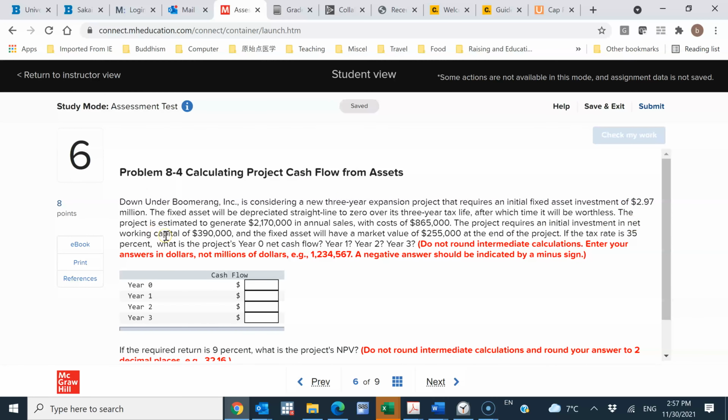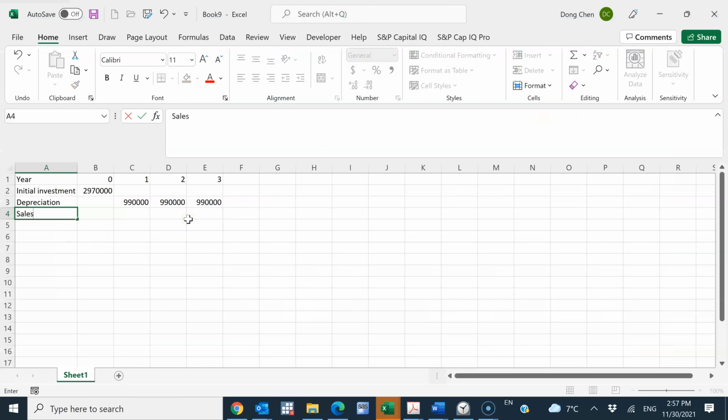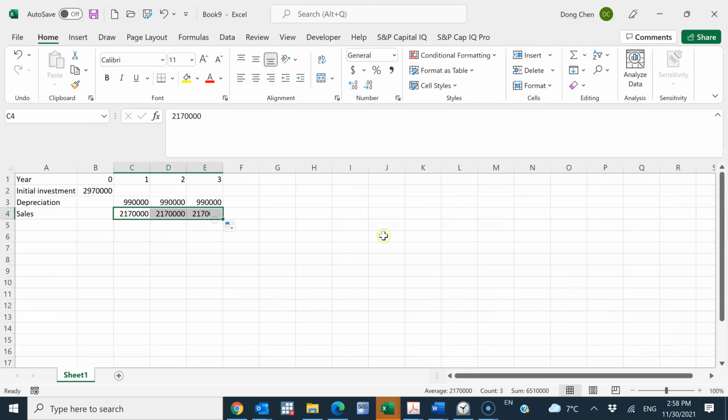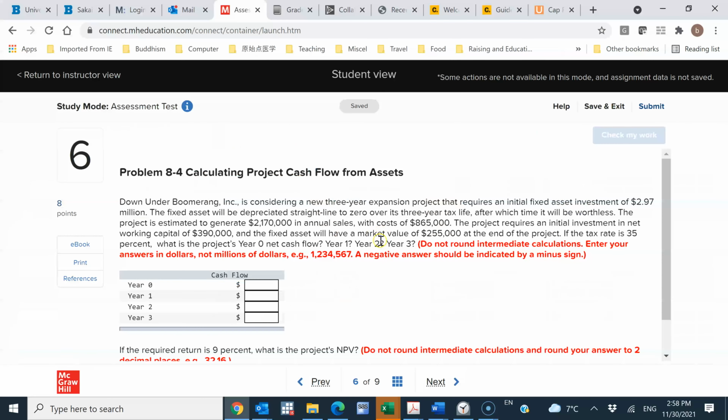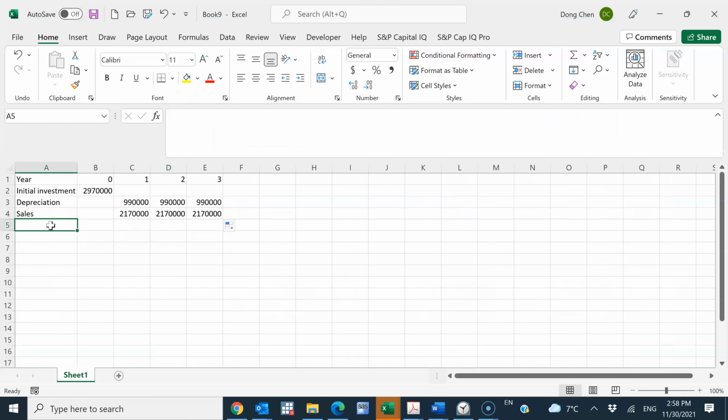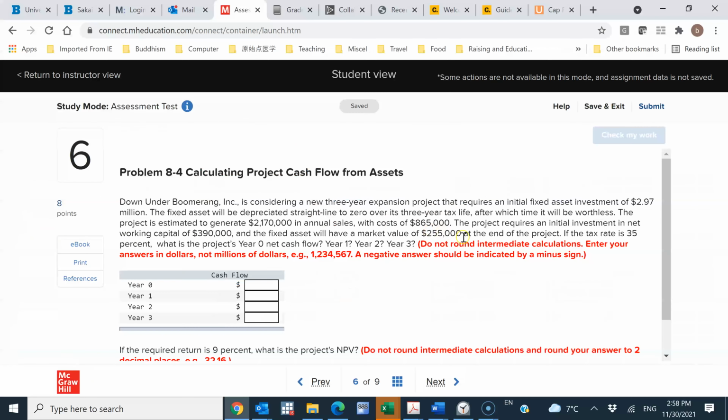And the project is estimated to generate $2,170,000 in annual sales, and this will be the same for each year, with a cost of $865,000. The cost is $865,000, and this also is the same across all these years.